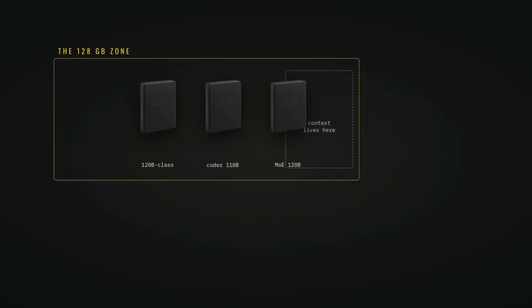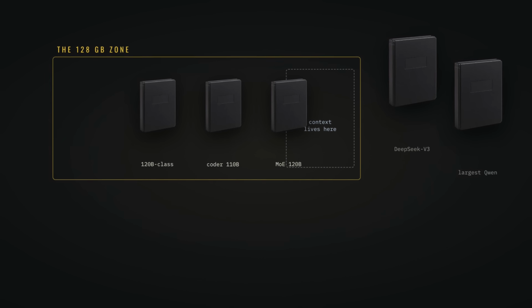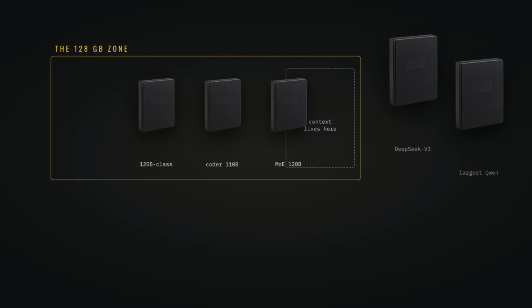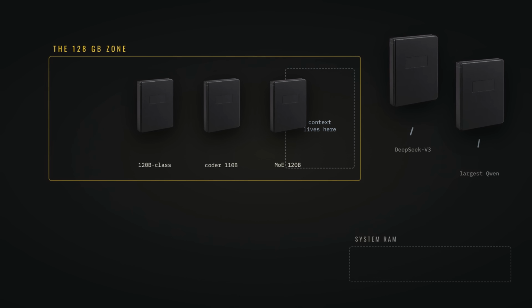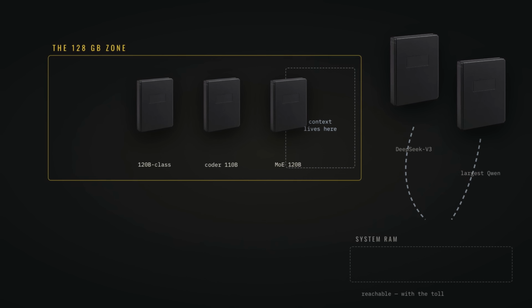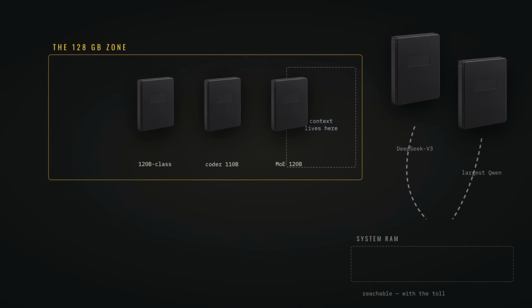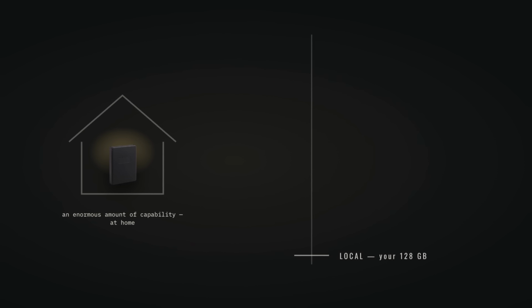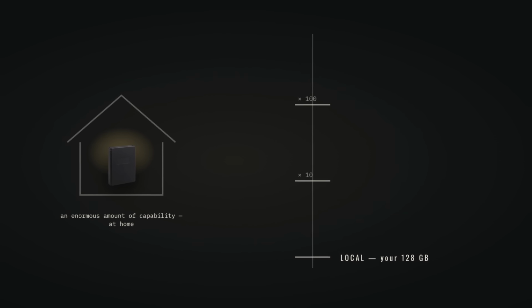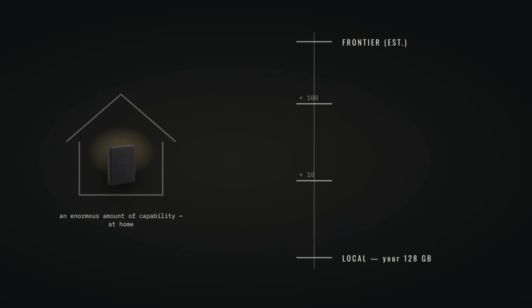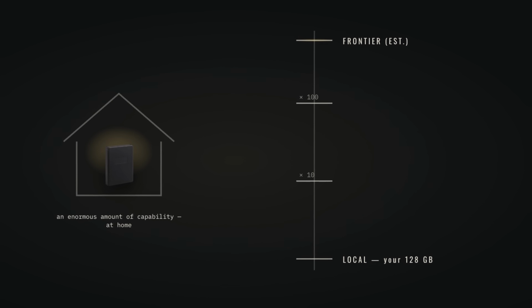The really big open models, like DeepSeek V3 and the largest Qwen models, are still reachable, but only by offloading to system RAM or spreading across a multi-GPU workstation. That local ceiling is still an enormous amount of capability sitting in your house, but it's 1 to 2 orders of magnitude below the frontier estimate. And that gap makes sense when you look at what the closed scale is actually being hired to do.